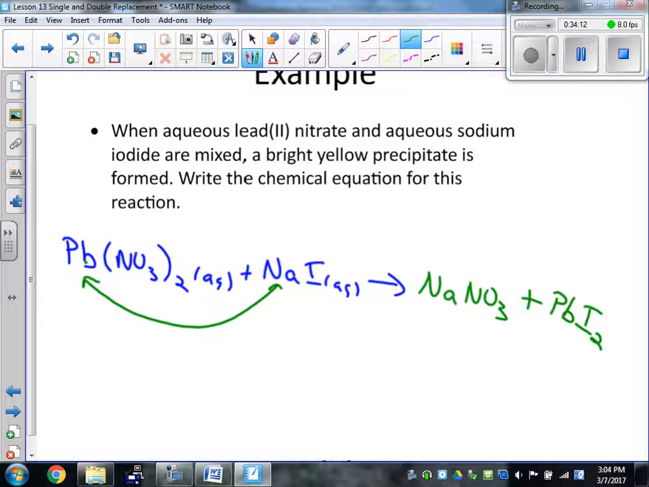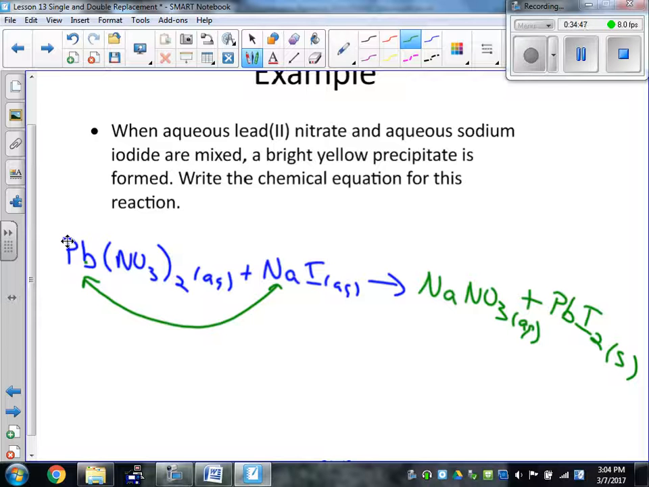Okay? You're going to have to look up the states. Look up nitrate across the top. Na, very soluble. Pb and I. So find I minus across the top. Find Pb 2 plus. Should be in the bottom. Somewhere there. That will make it the solid. So obviously this yellow precipitate they talk about would be the lead 2 iodide. Okay? Yellow precipitate, bright yellow.